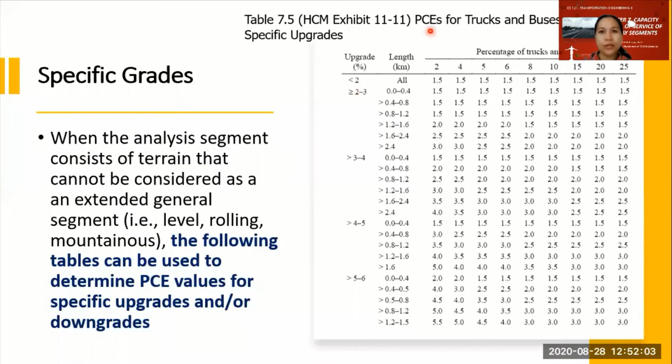This table here shows you the PCEs for trucks and buses for specific upgrades. You can use this when the analysis segment consists of terrain that cannot be considered an extended general segment. So you have the upgrade percent, the length of the segment in kilometers, and then it depends on how many trucks you have in the traffic stream. For example, for an upgrade of 2 to 3% with a length of 1.5 kilometers, you can use 1.5 when you have 10% trucks and buses within your traffic stream.